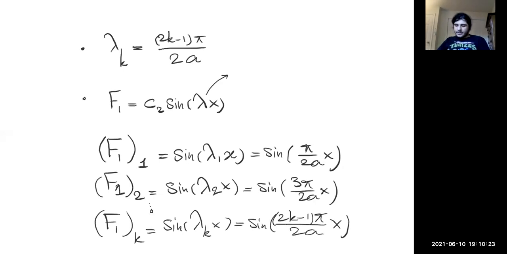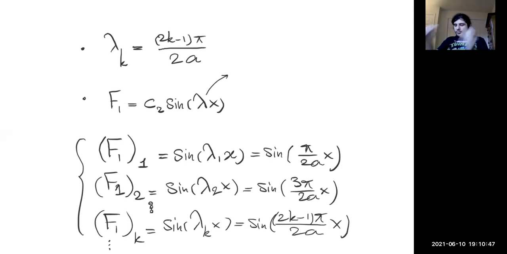So we would have infinitely many solutions for f1. It doesn't just have one linearly independent solution. It has infinitely many linearly independent solutions. And they can be written in this form of trigonometric functions.